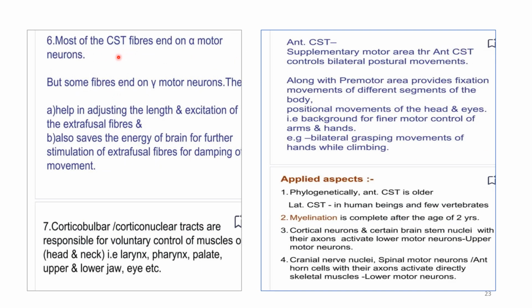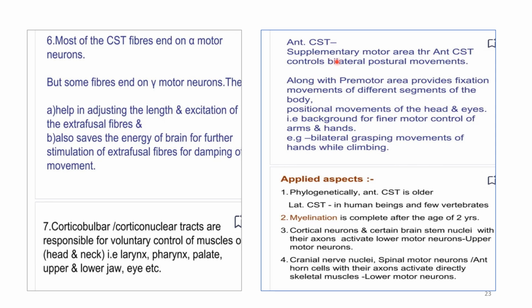Next, most of these fibers end on the alpha motor neurons, but some can end on the gamma motor neurons. So it helps to adjust the length and excitation of the extrafusal fibers, and also saves the energy of the brain for further stimulation of the extrafusal fibers, for damping of the movement. Then corticobulbar or corticonuclear tracts are responsible for voluntary control of muscles of the head and neck, that is larynx, pharynx, palate, jaw and eye.